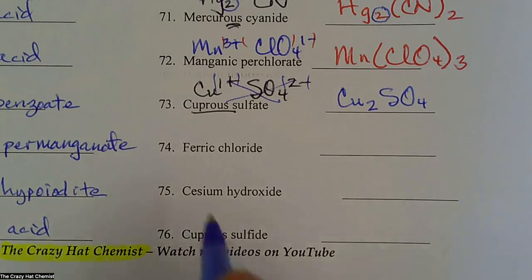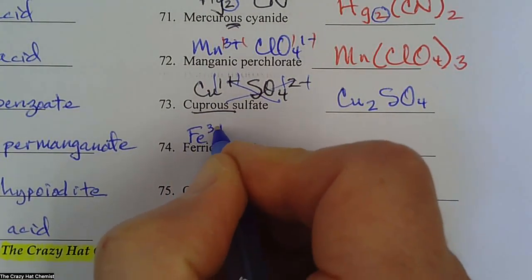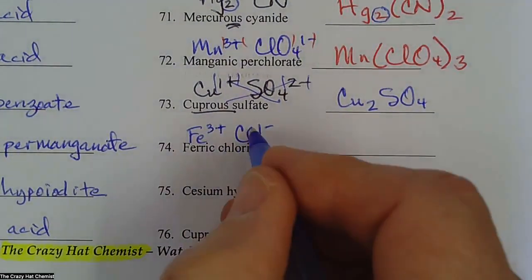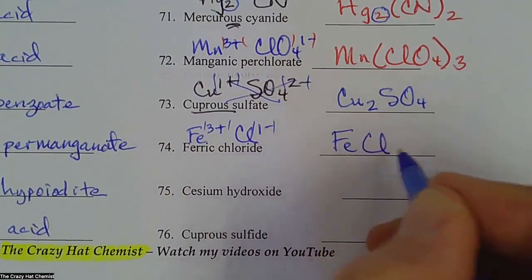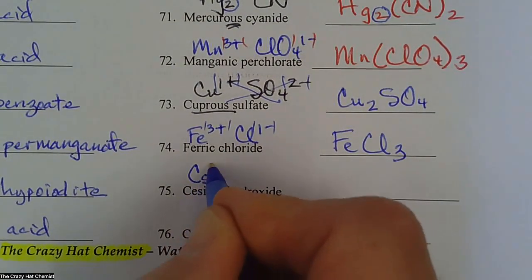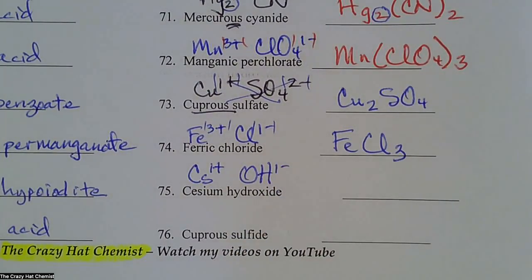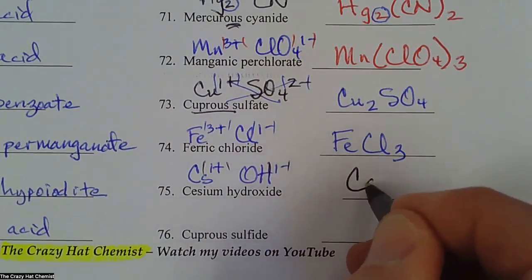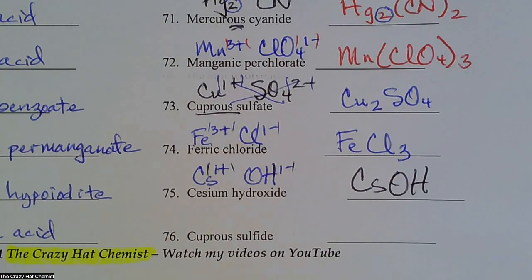Okie doke. Next one is ferric chloride. That's Fe3+ for ferric. Chloride is a halide ion, -1. Take the absolute value of these two numbers, flip, bring it down. I get FeCl3. Then it's cesium, Cs1+, that's group 1, hydroxide, that's polyatomic ion 1-. Take the absolute value of these two numbers right here and go CsOH, and there's parentheses, but there's the 1 outside, so we're good.